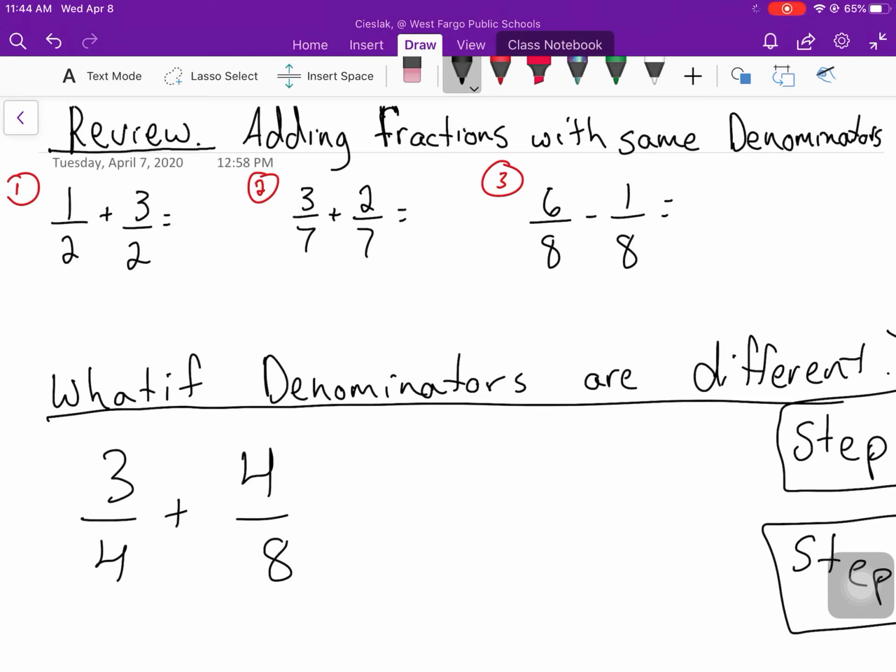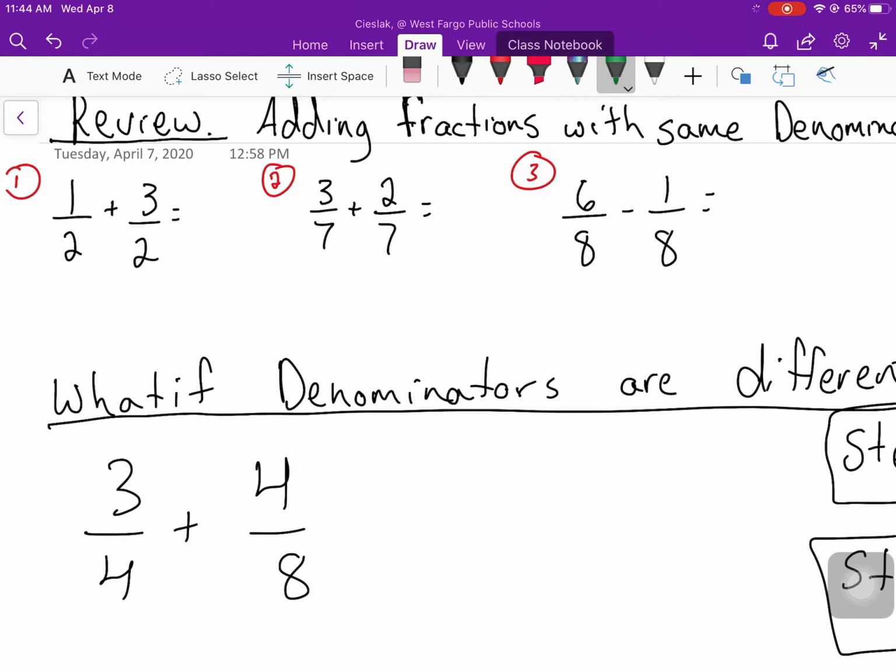All right, guys, hello. This is your week 3 video, which is going to be on adding fractions with different denominators. So to start, we're going to do a little bit of review. This was from week 1. I taught you guys how to add fractions when the denominators were the same. Remember, when I say denominators, I'm talking about the bottoms of the fractions.